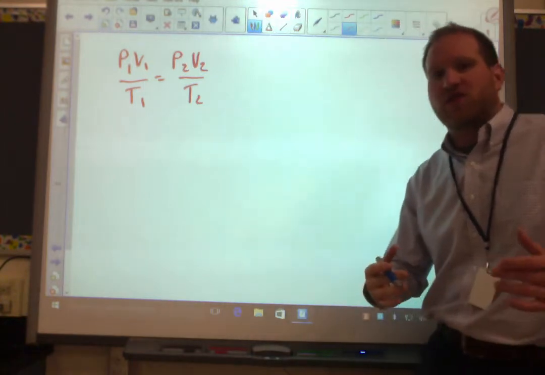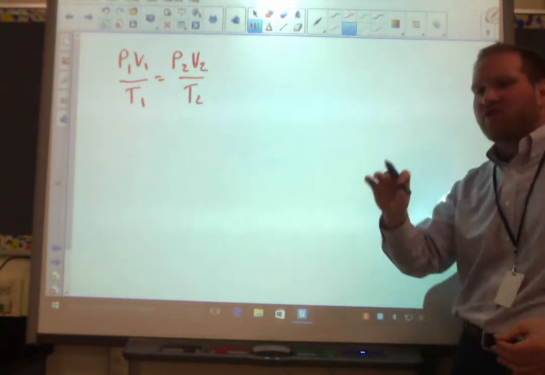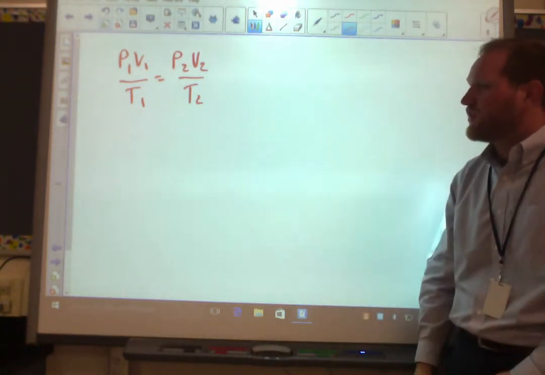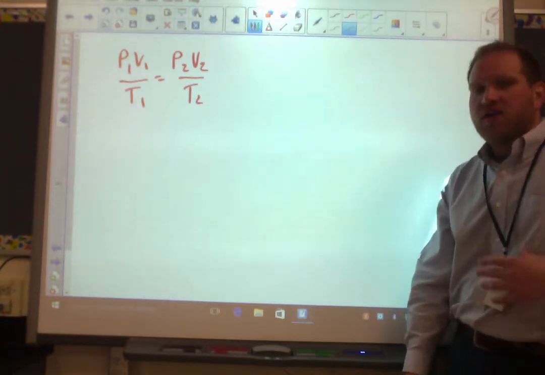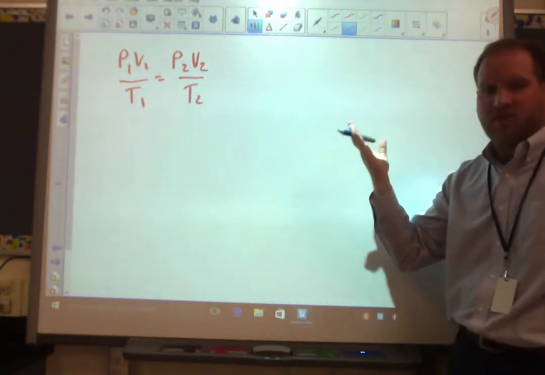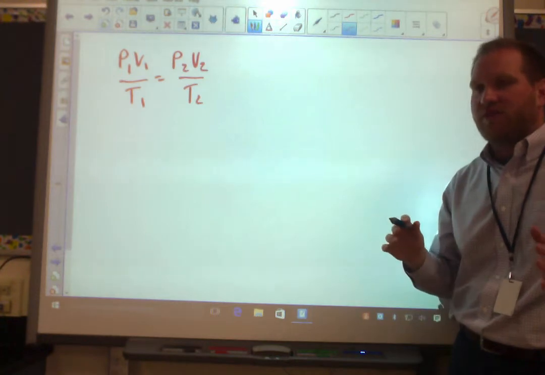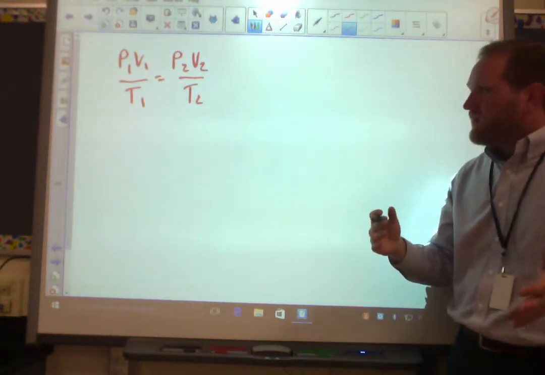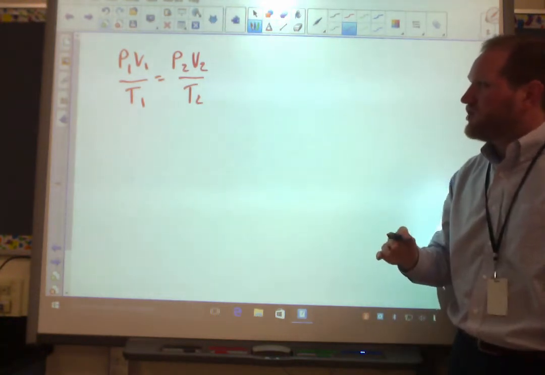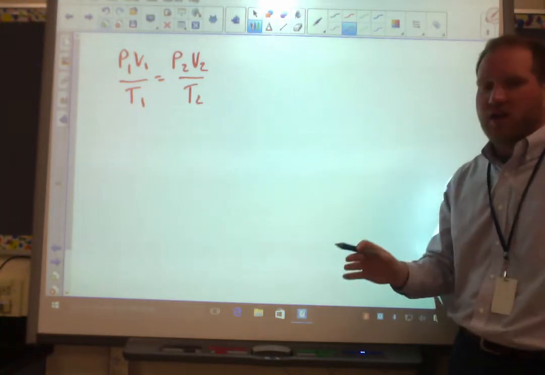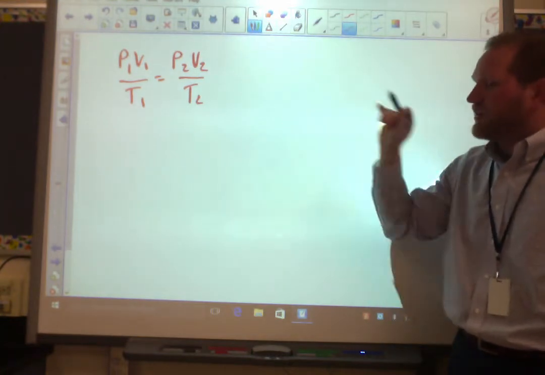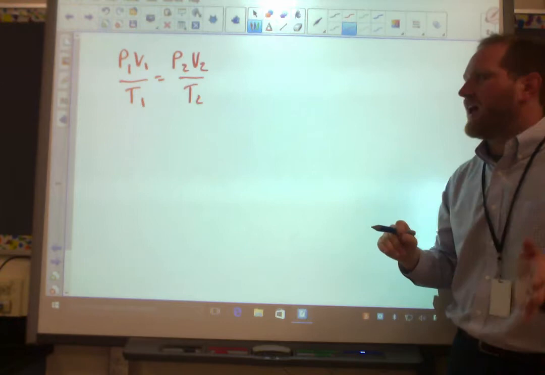So whenever you see what's the new something going to be after you change one of these, that's when you're going to use the combined gas law. You're usually not going to see any moles in here. Sometimes they'll throw grams or moles in, but if the moles are held constant, it's not going to come into play. So generally, if you don't see moles or if the moles are held constant, you're probably going to be using this gas law if it involves changing a gas.